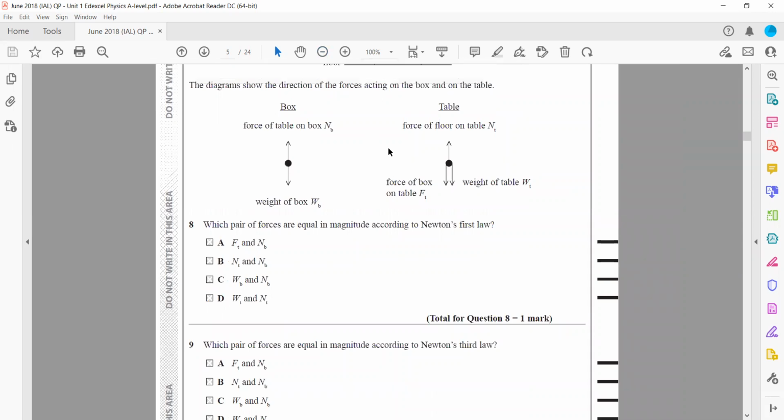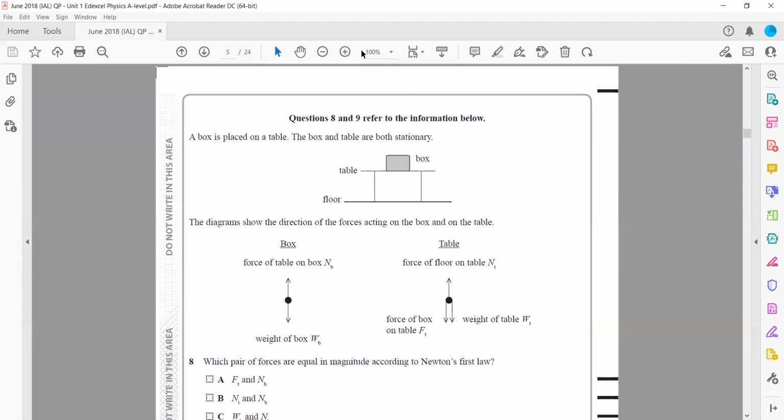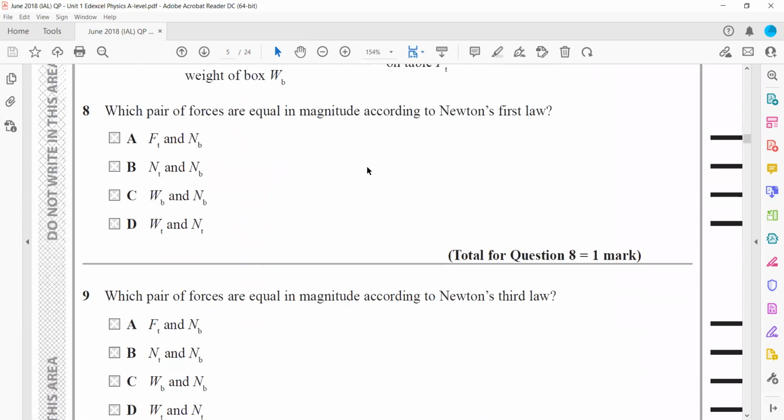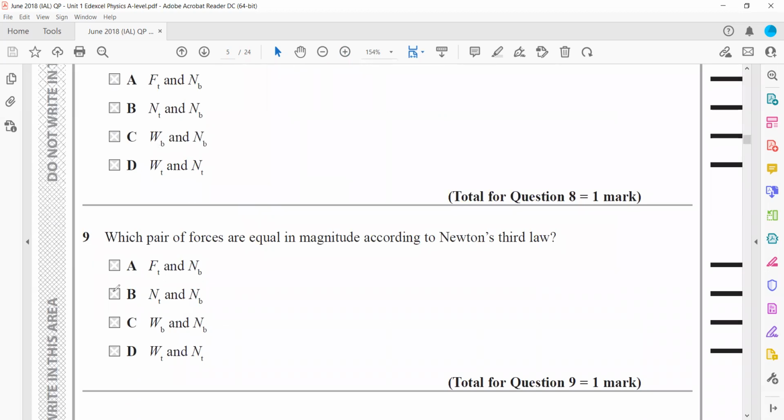So when we check the pair force here, according to Newton pair force, the box will apply a force on the table, and the table will apply a force on the box, but in the opposite direction. That is making a Newton pair force. So the force of the box on the table, that is Ft, should be equal to the force of the table on the box. They will make Newton pair forces. So Ft and Nb will make a Newton pair force. The option which includes Ft and Nb is A. So that's why A is the right answer.